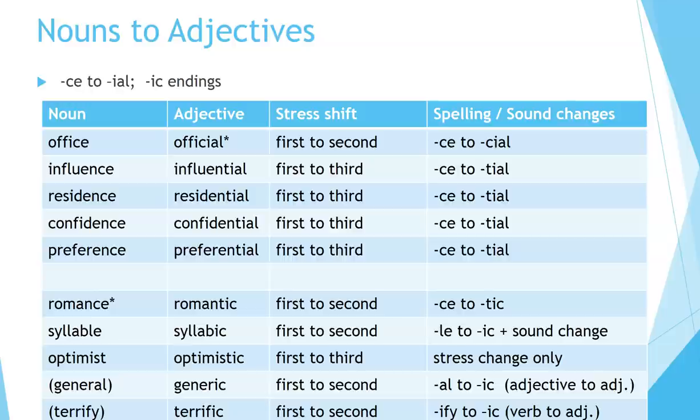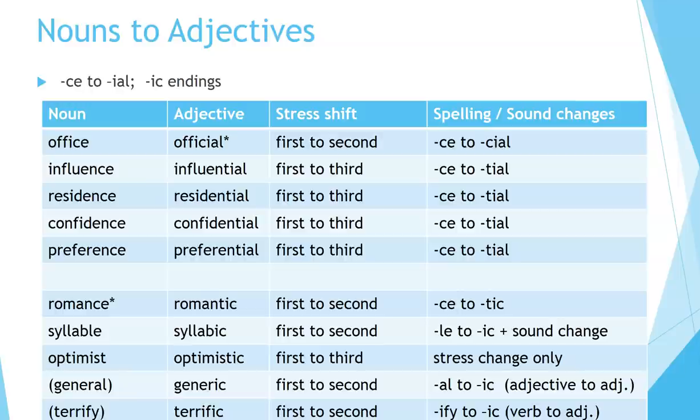Now, the word official can be an adjective. It can also be a noun. Let's look at the next one. Influence, influential. Spelling change from C-E to T-I-A-L. The syllable stress goes from the first to the third syllable. Influential. Look at the next ones. They follow the same patterns.